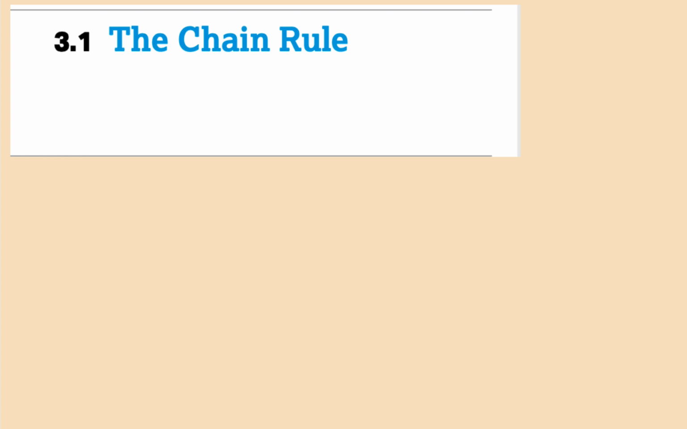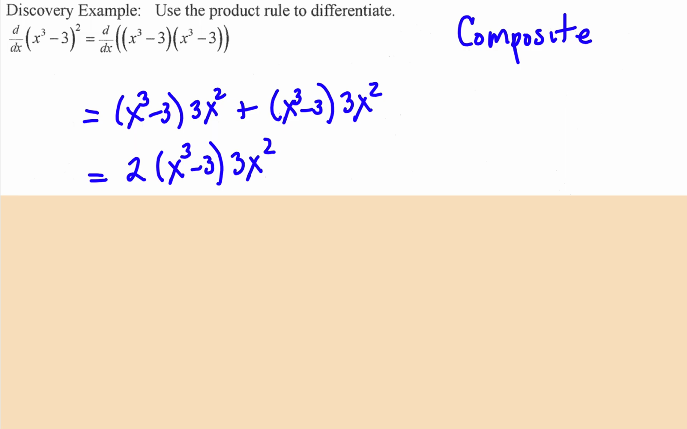Hello Gators, this is lesson 3.1, the chain rule. The chain rule has to do with taking derivatives of composite functions. We're taking a look at a function within a function. Let's avoid this by making this into a product.